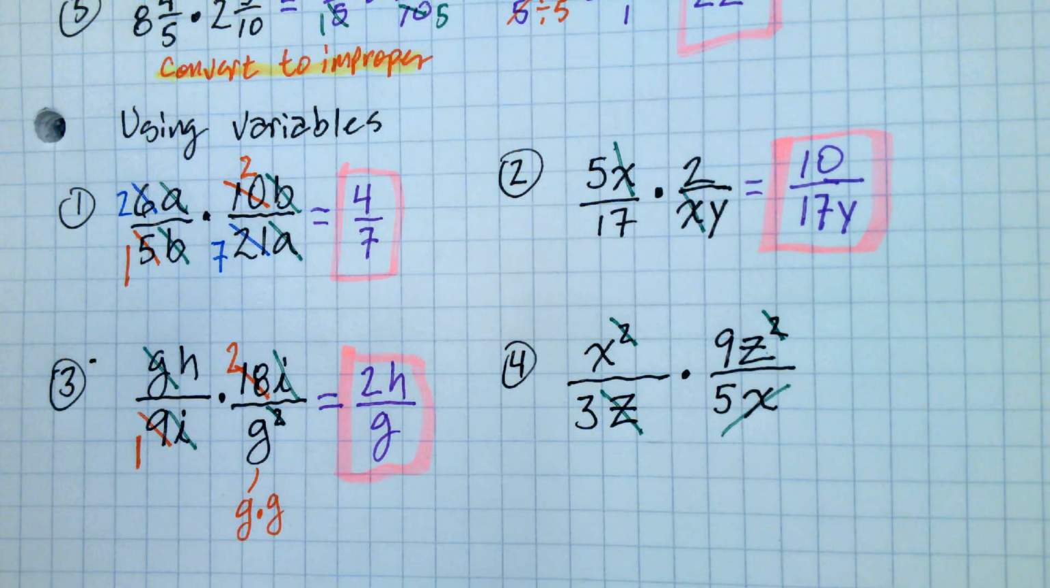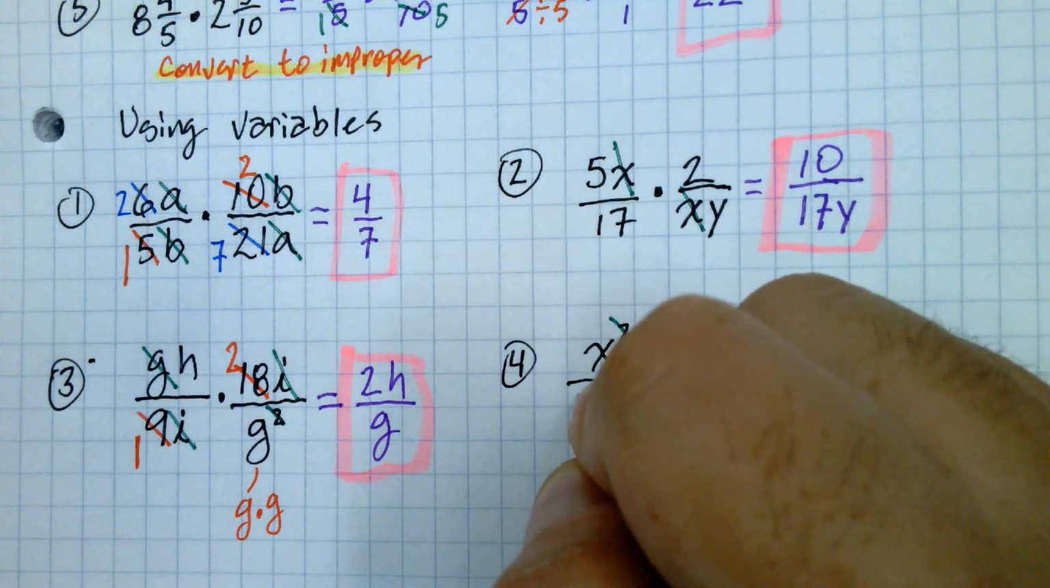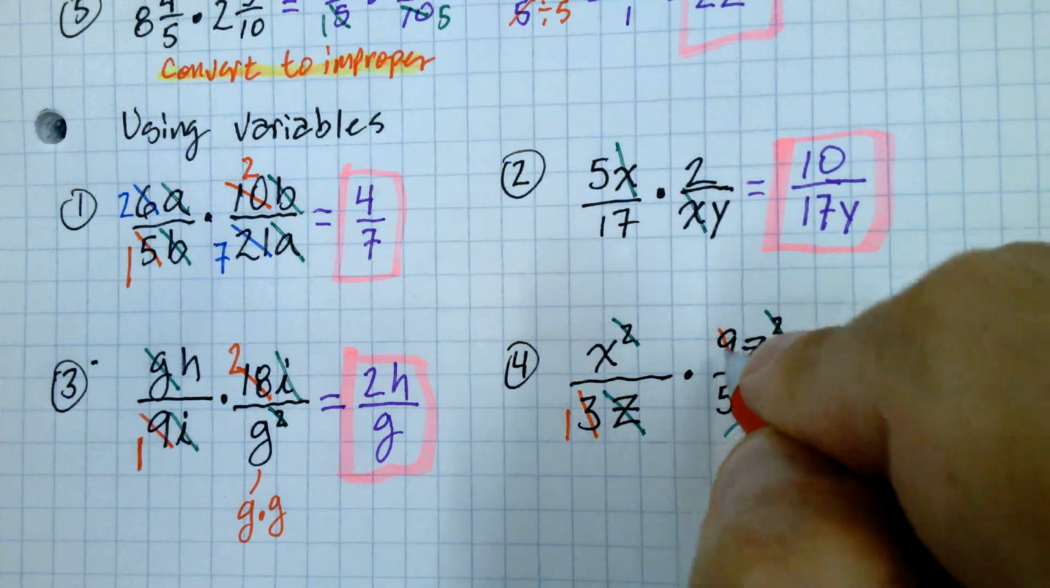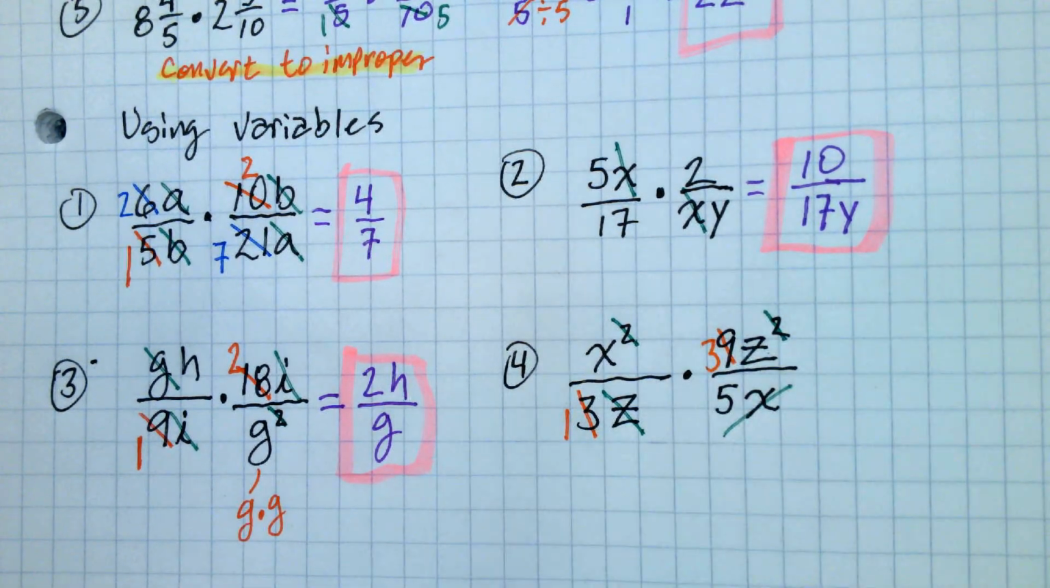Can we do anything with the numbers? Yes. I got a 3 and a 9. I can divide out 3 here. So 3 divides with 3 and I get 1. And 3 divides with 9 and I get 3. So now I have canceled everything I could cancel.